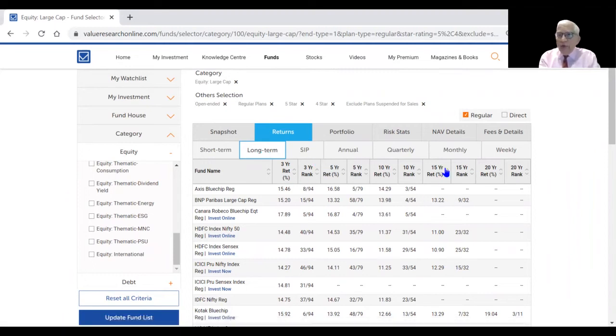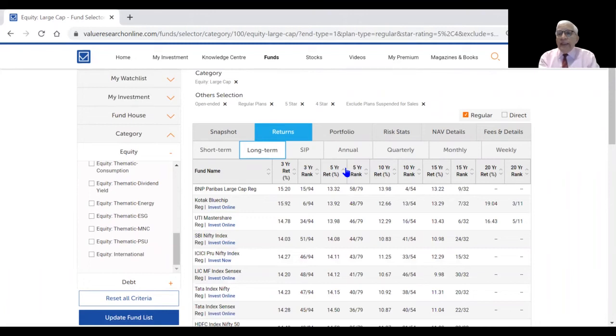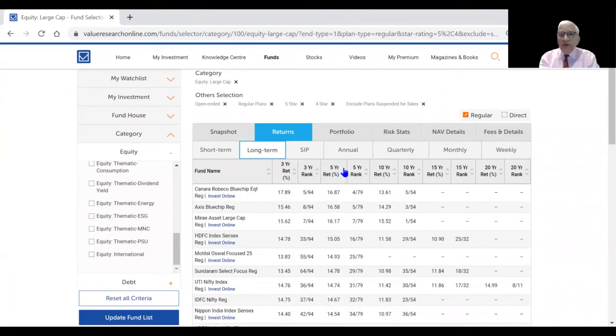And in long-term, you will find different categories. 3-year returns, 3-year rank. 5-year returns, 5-year rank. 10-year returns, 10-year rank. Okay, so 5-star is a good measure. So I'll click on 5-star. What happens if I click once on 5-star, the lowest returns will come at the top. But if I click twice on 5-star, the highest returns will come at the top.